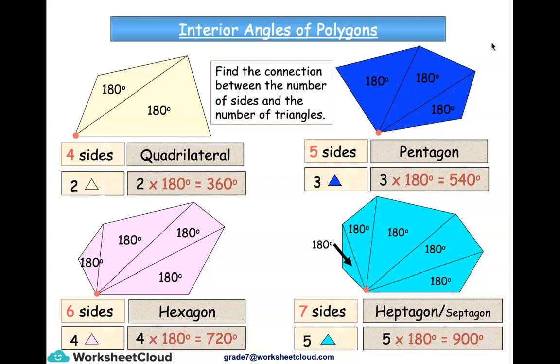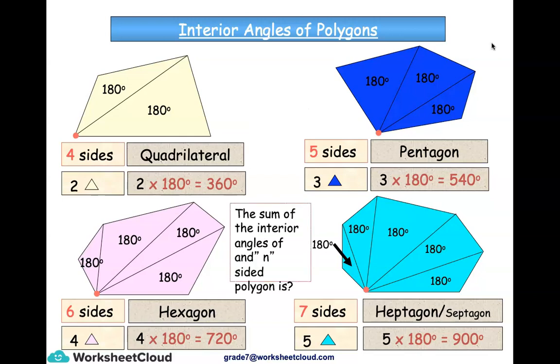And you're quite correct if you had noticed that you subtract 2 from the number of sides to get the number of triangles. So 4 minus 2 is 2 for quadrilaterals, 5 minus 2 is 3 for pentagons. For hexagons, 6 minus 2 is 4, and for septagons or heptagons, 7 minus 2 is 5. So for an octagon, you'd be able to make 6 triangles, 8 minus 2. For a nonagon, 7 triangles, 9 minus 2, and a decagon, 8 triangles, 10 minus 2.